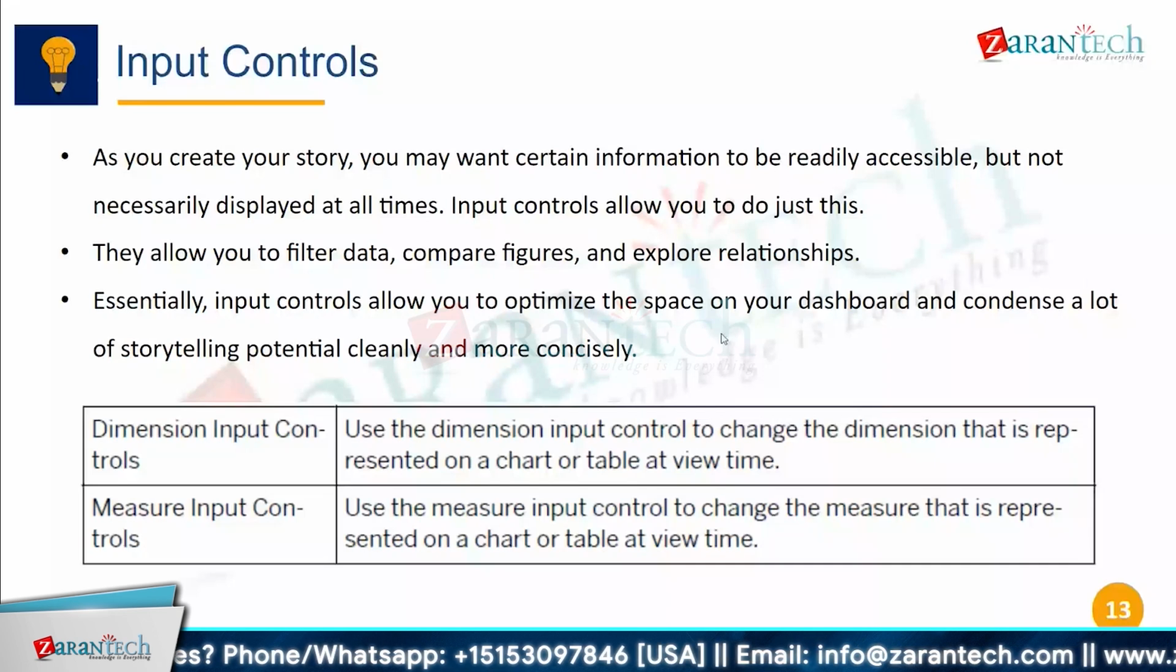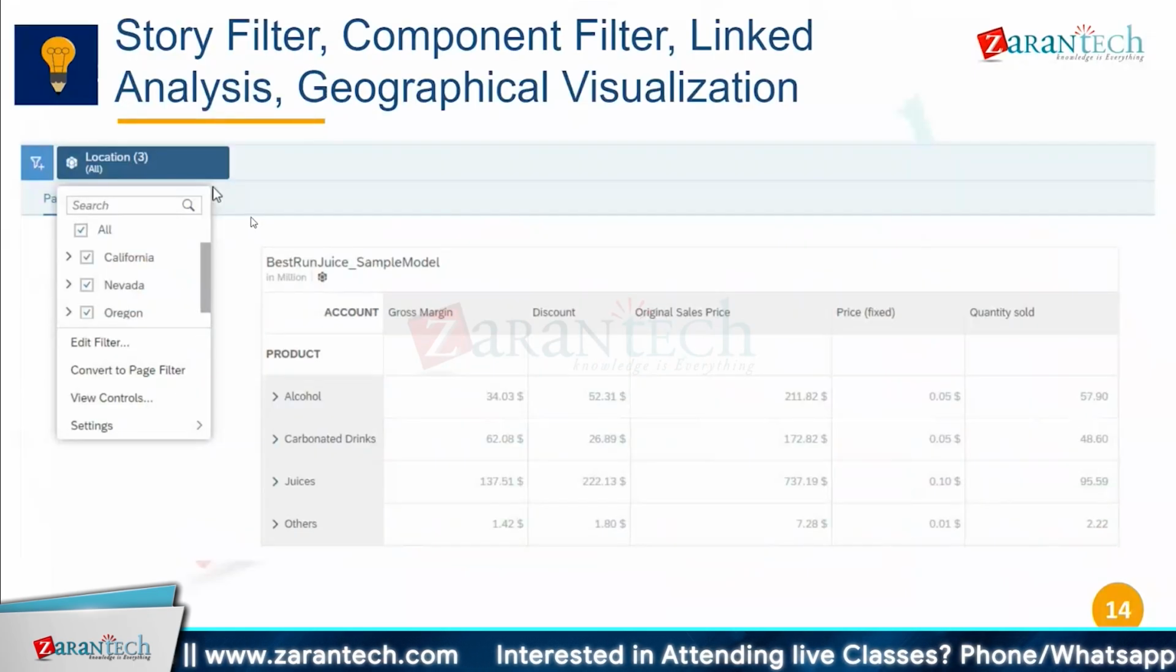So input controls, as I said, dimension input control, measure input control. Whenever you add an input control, it is specific to a page. Beyond the page, it will not be useful. Like if you have created a location input control in the first page, and you move on to the second page, you will not be able to use this input control. So it is only specific to the page. However, in case you want to create a filtering option with respect to the whole of the story, then story filter is the option.